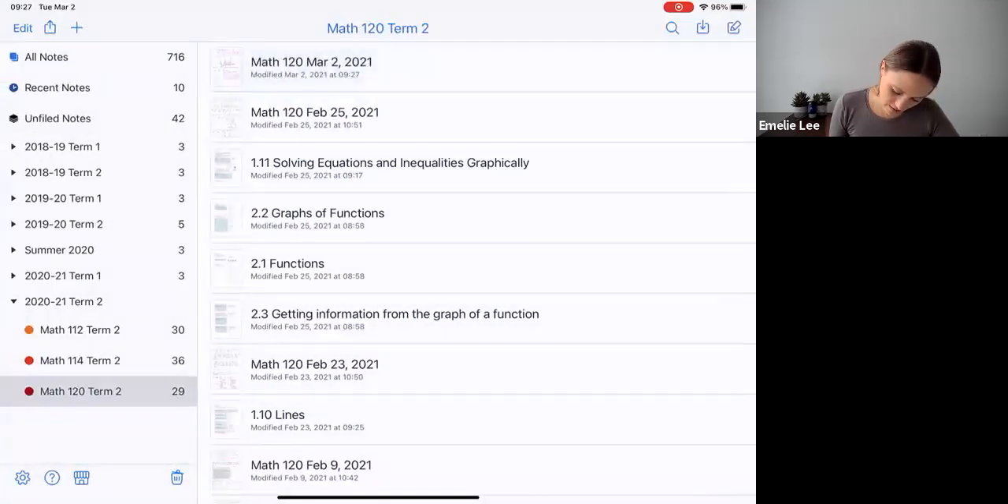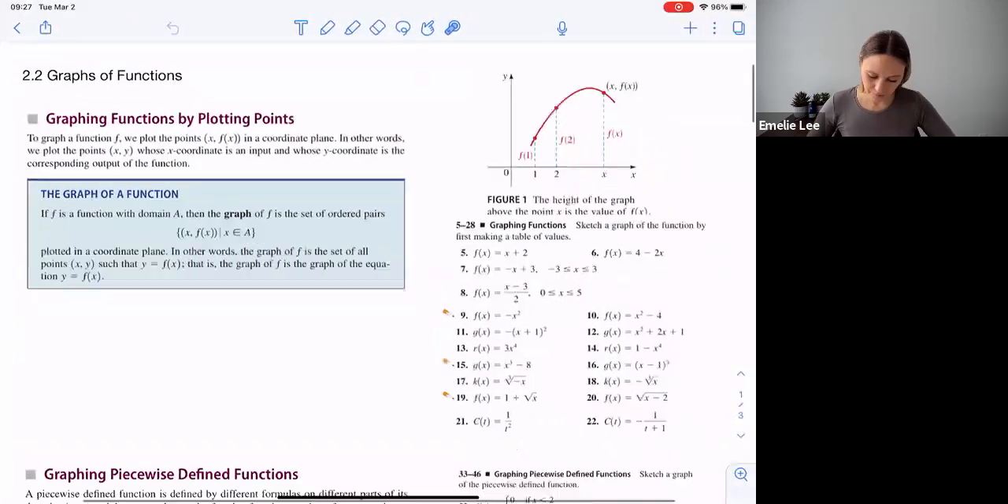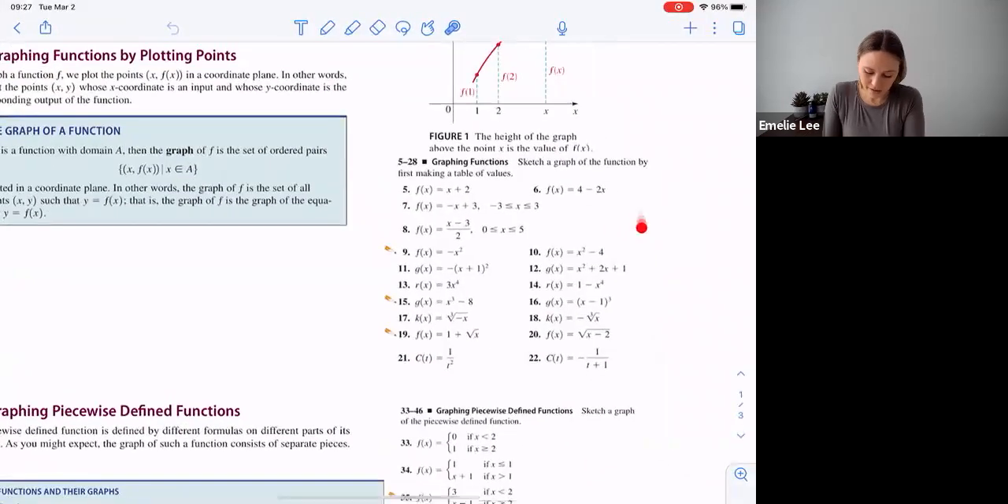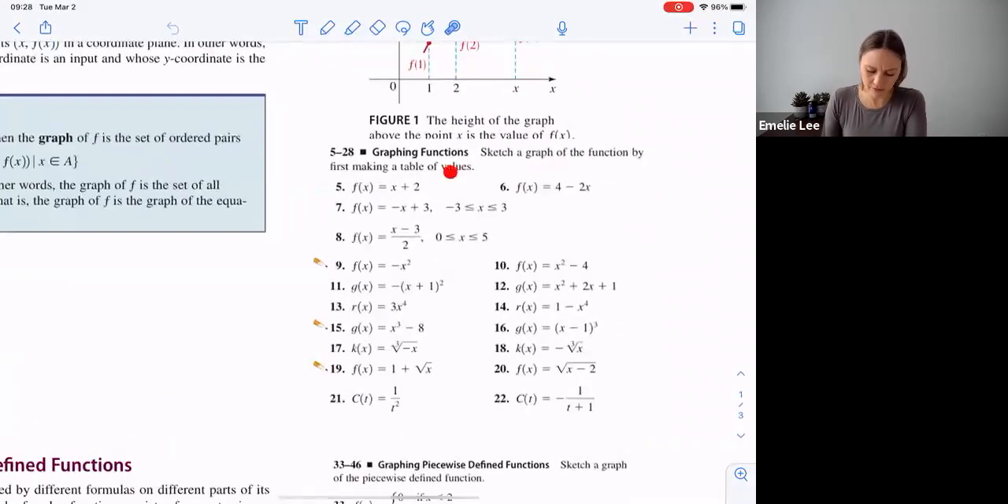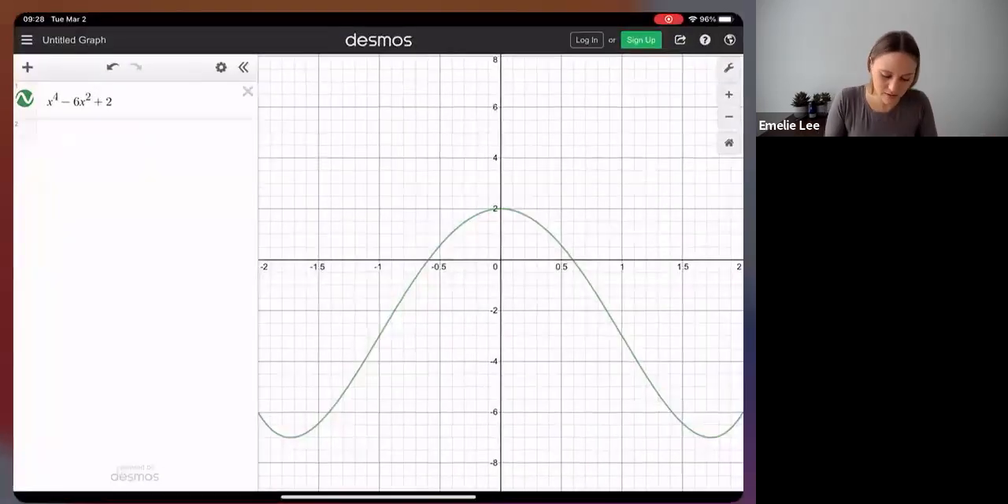If you look at these, okay, notice that it says sketch a graph of the function by first making a table of values. I've actually moved away from that. I don't think that it's very beneficial. We have Desmos, and so what I want you to do is I just want you to enter these. So let's look at, and we already did one today, right? So let's look at the root of x minus 2, for example, right? And so let's just graph it in Desmos and see what happens.